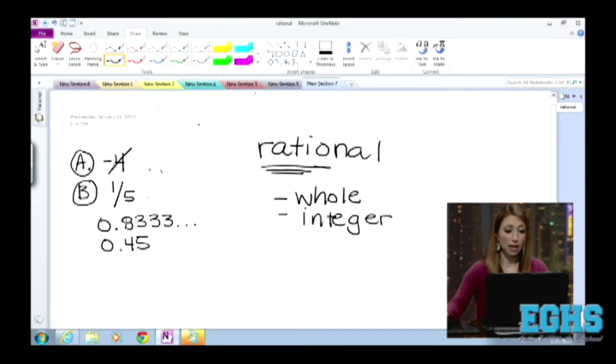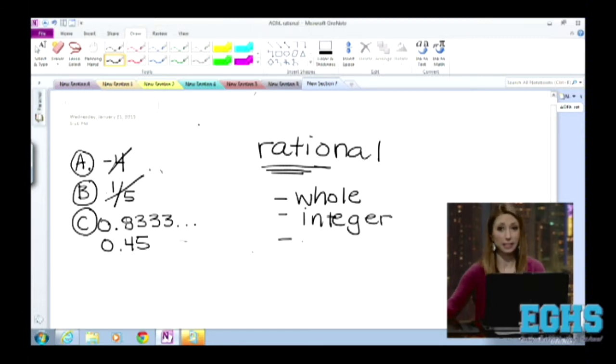B, we know is a rational number because, well, it's already written as a fraction or a ratio. And that's exactly what makes something rational, is if you can write it as a ratio. So we're going to cross that one out, 1/5. Another thing that would make a rational number rational is if it's a decimal. So it can be a decimal.